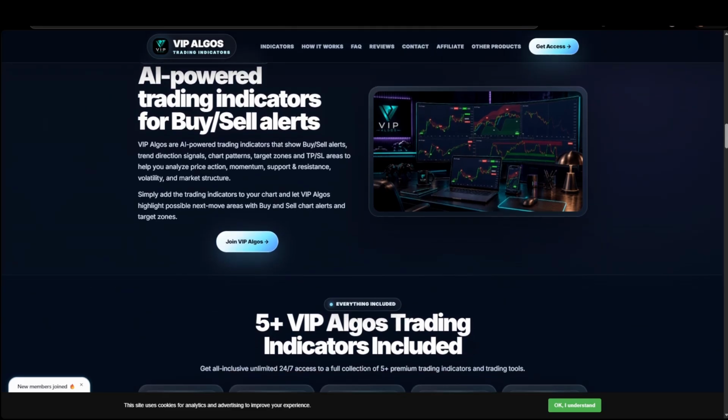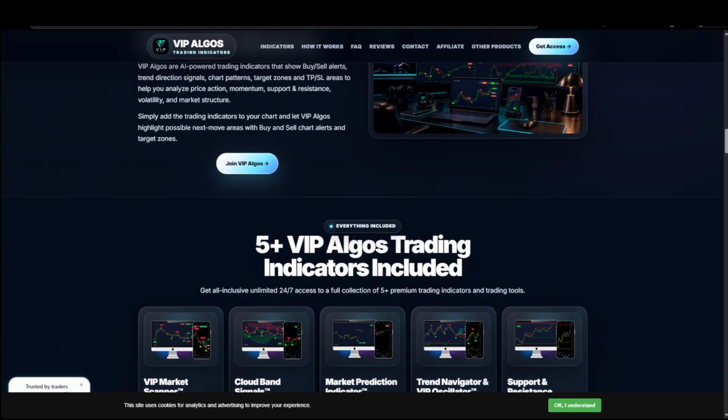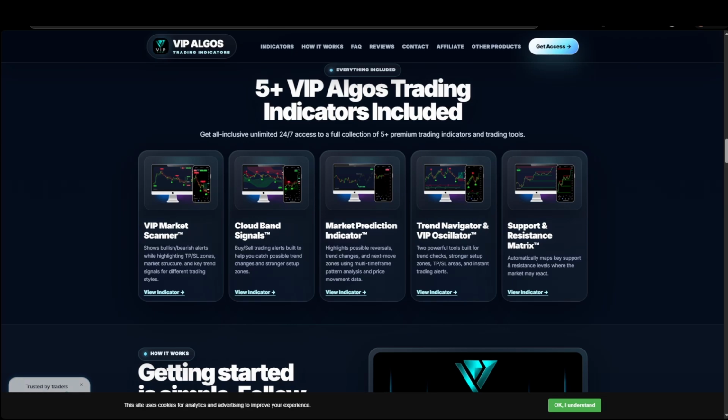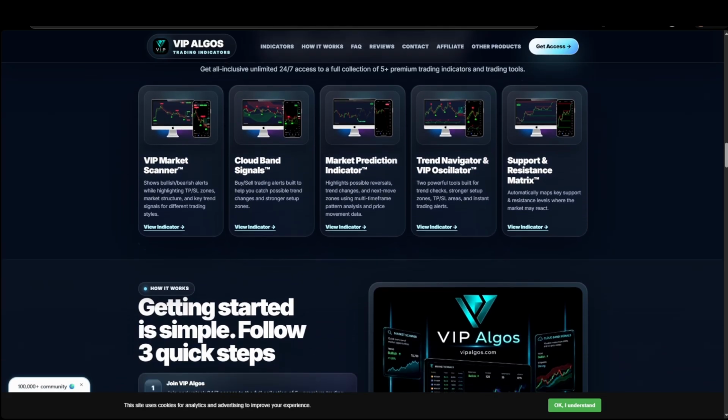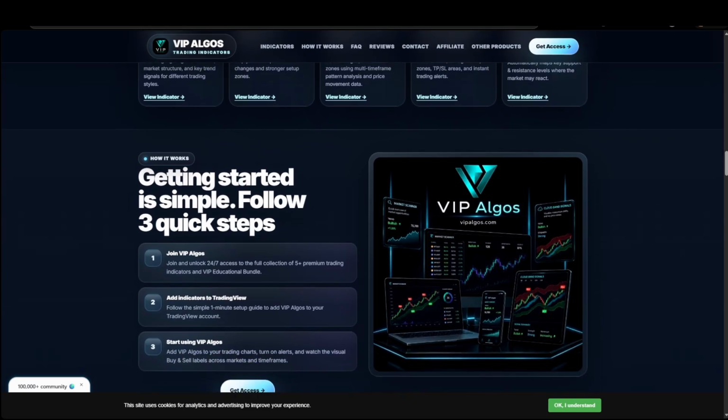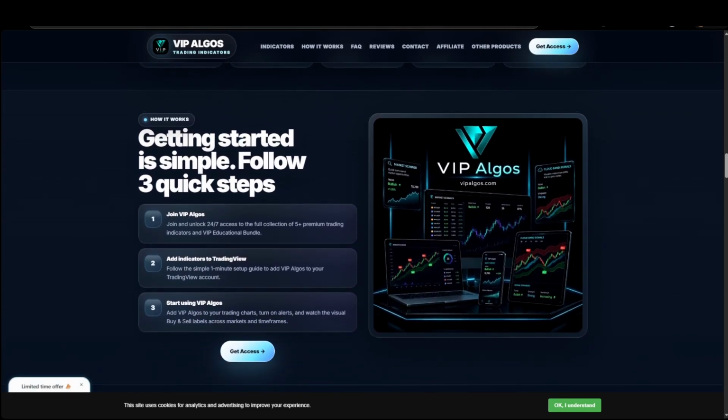Running through the key components, VIP Market Scanner. This is the one that stood out most because it directly addresses the burnout of staring at 20 different charts. It scans for bullish and bearish setups automatically, saving you hours of manual research. Support and resistance matrix, which I hadn't seen formulated this way in this category before. It automatically maps key levels where the market is likely to react.